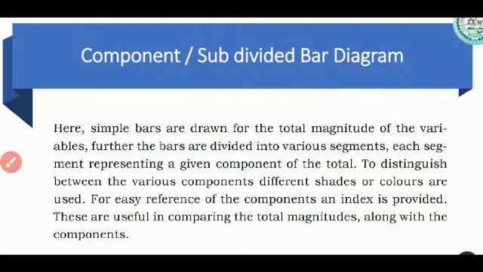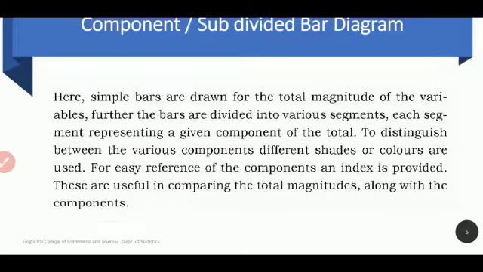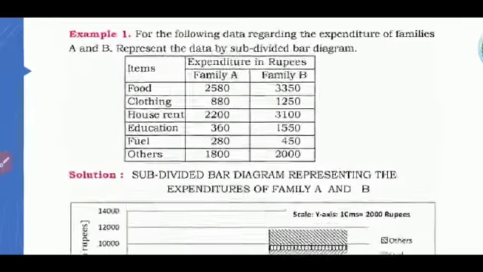Now let us see what the definition says. Here simple bars are drawn for the total magnitude of the variables. Further, the bars are divided into various segments, each segment representing a given component of the total. To distinguish between the various components, different shades or colors are used. For easy reference of the components, an index is provided. These are useful in comparing the total magnitudes along with the components. We will see an example now.